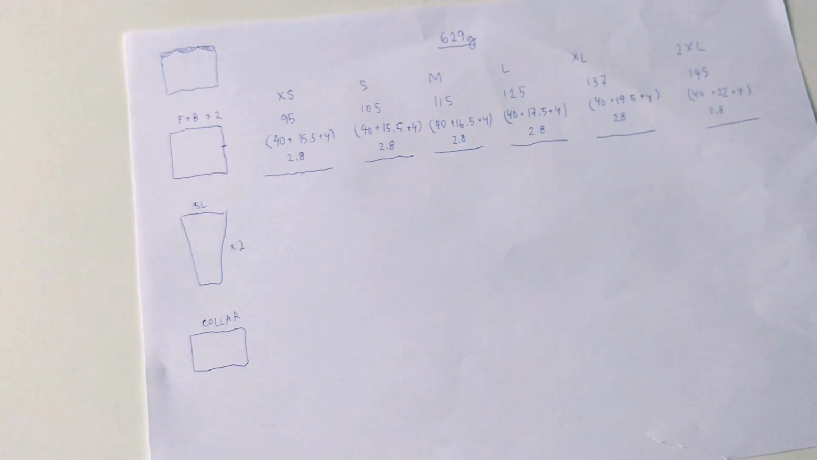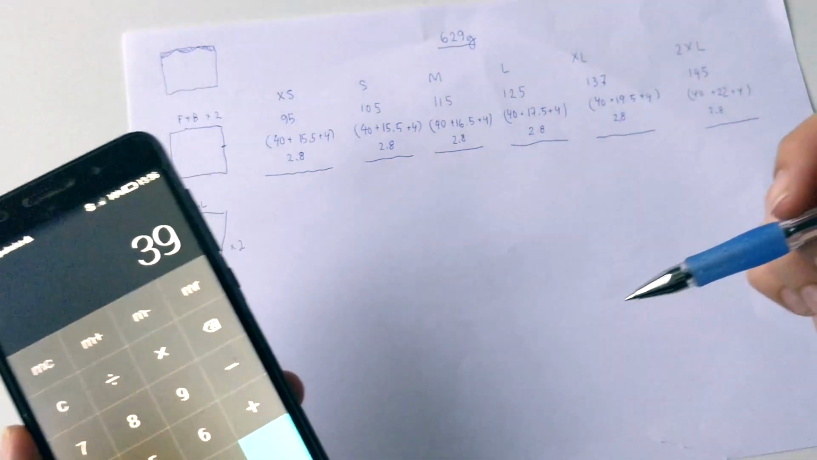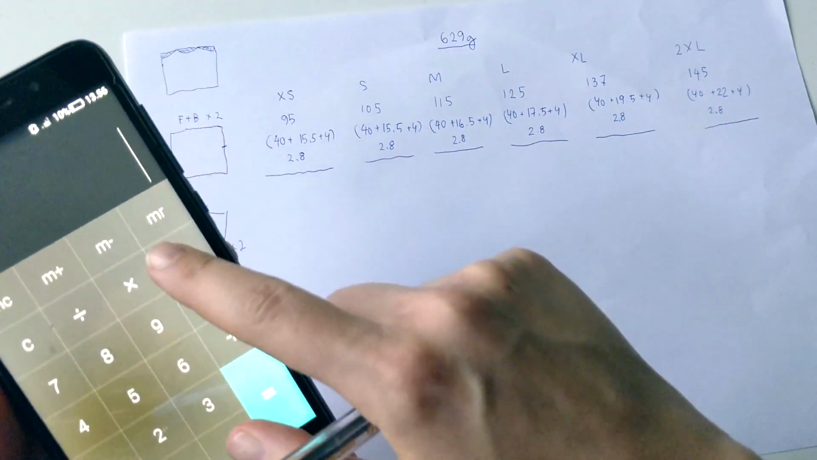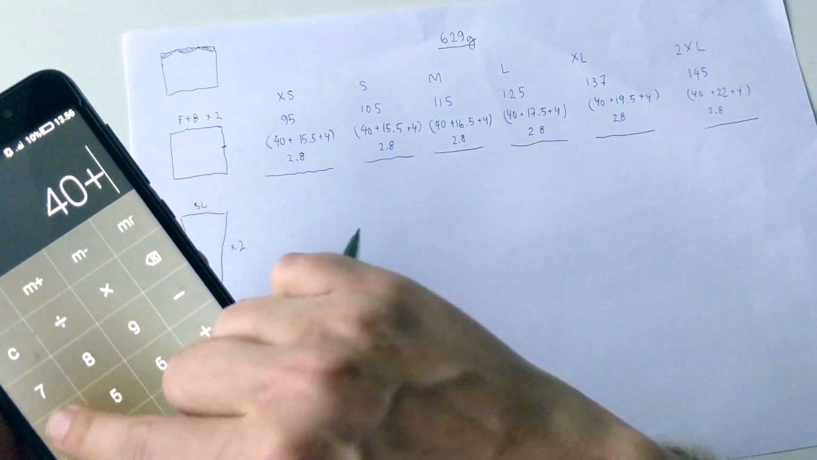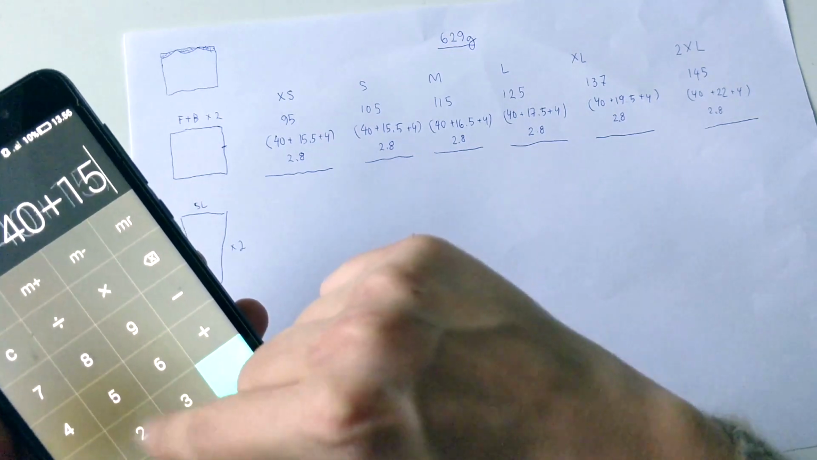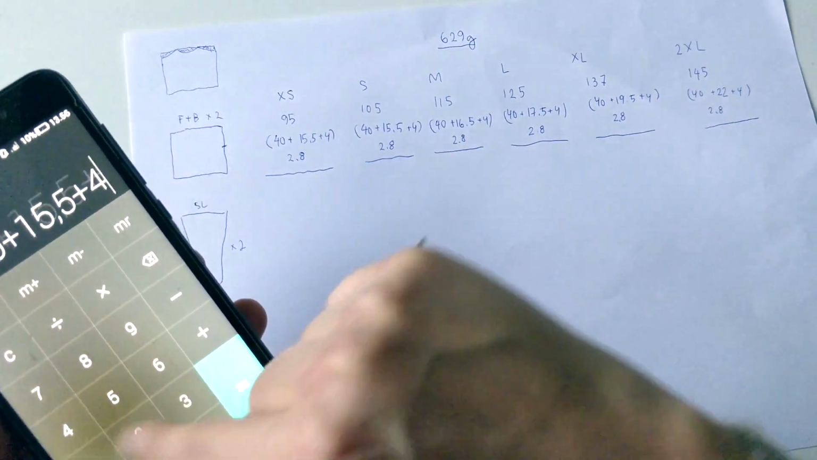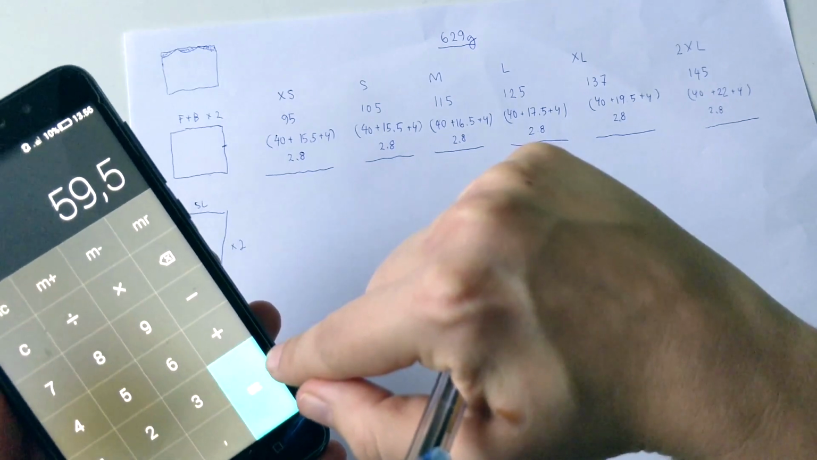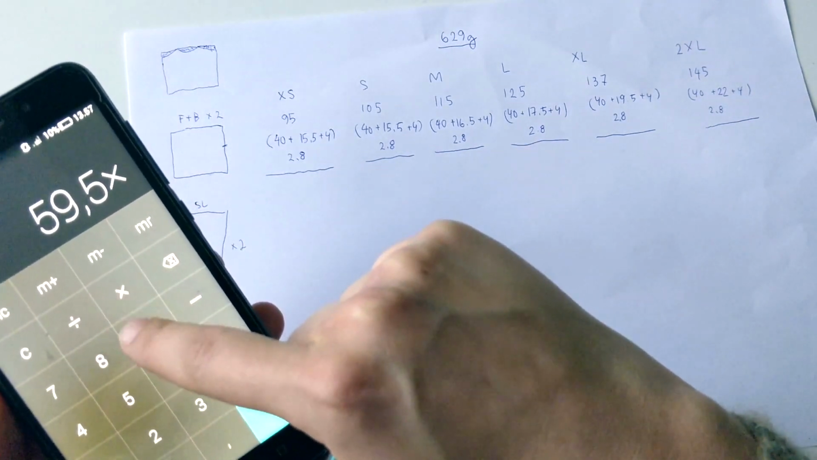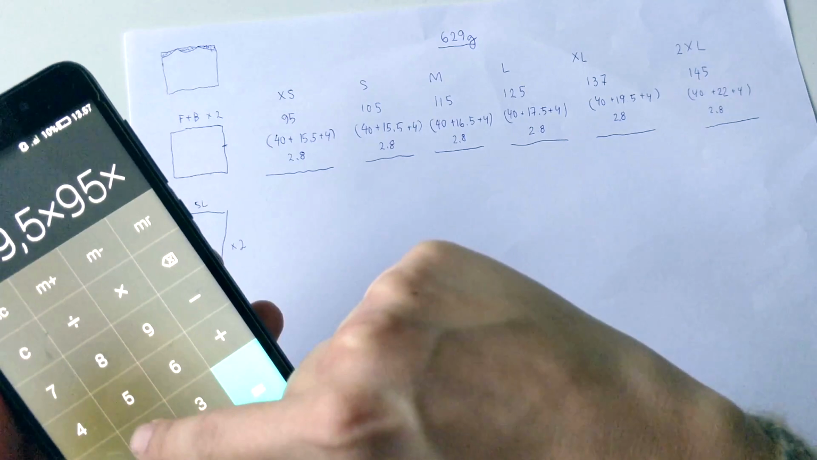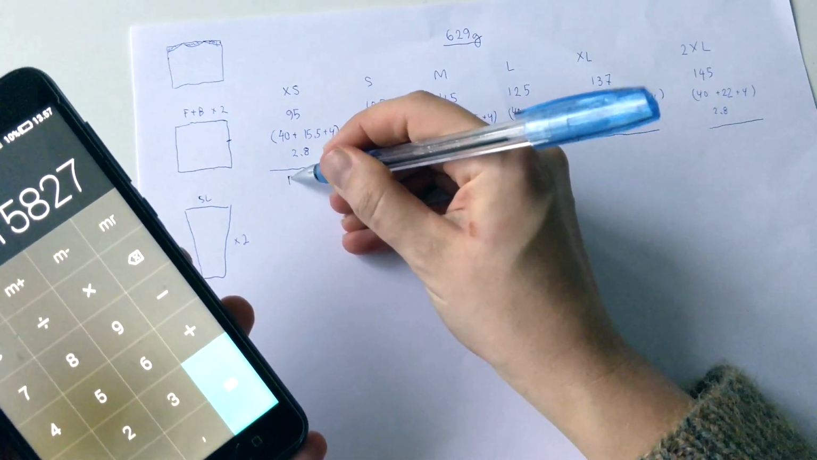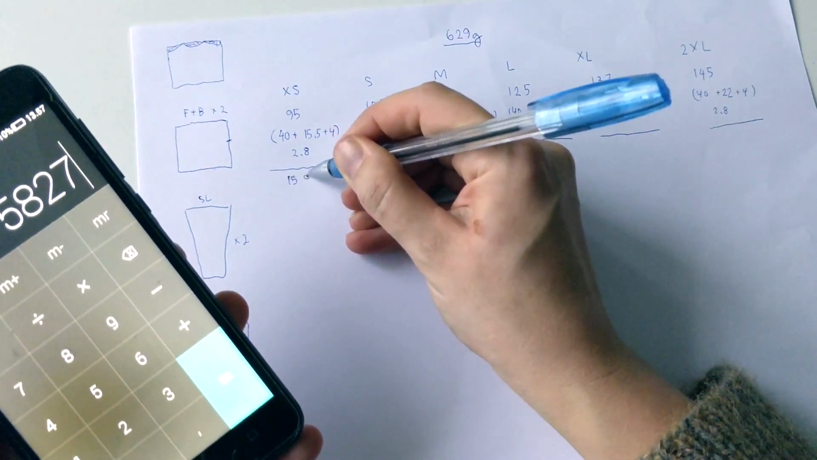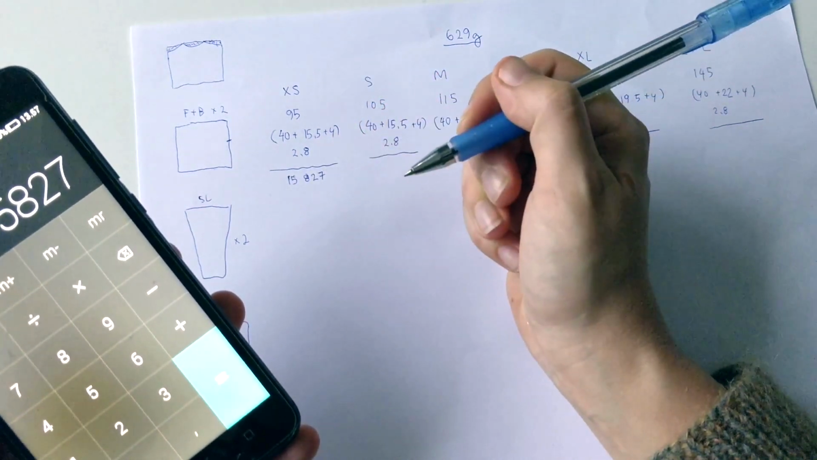And I have my calculator here. So 40 plus 15.5 plus 4 equals 59.5. That times 95 times 2.8. And it's 15,827 stitches.